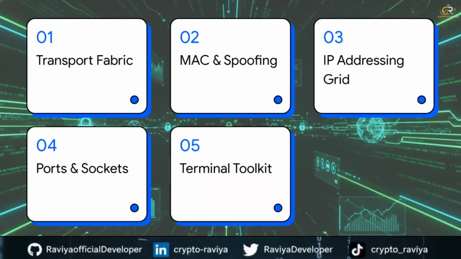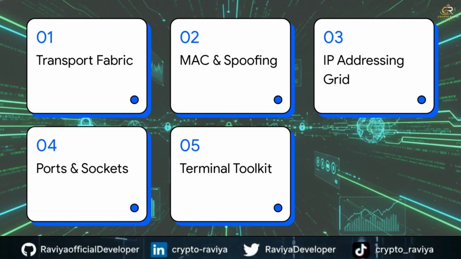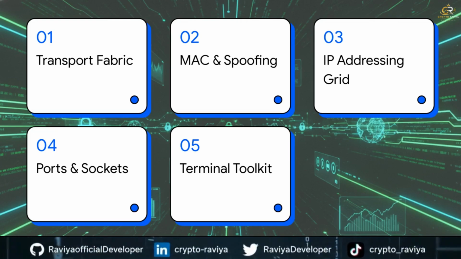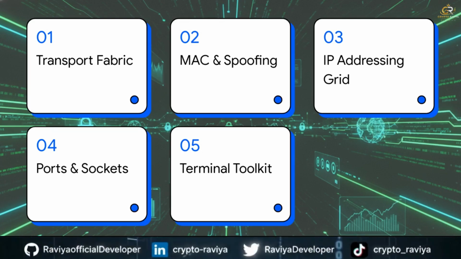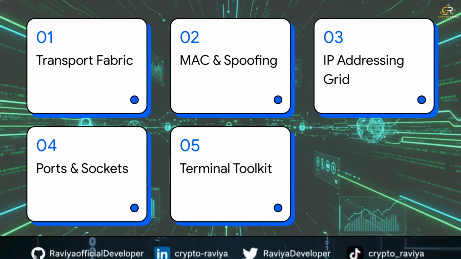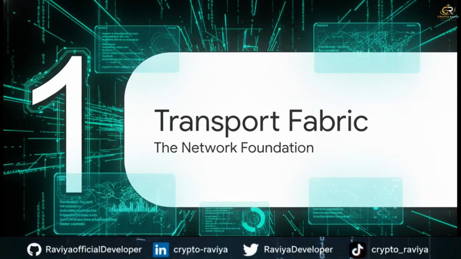Here is our game plan for today. 1. The network transport fabric. 2. MAC addresses and spoofing. 3. The IP addressing grid. 4. Target ports and sockets. And finally, 5. The hacker's terminal toolkit. Starting right off with section 1.